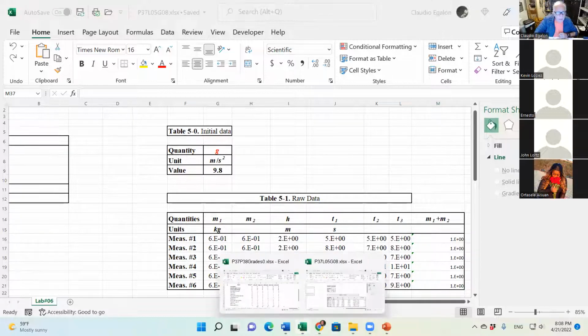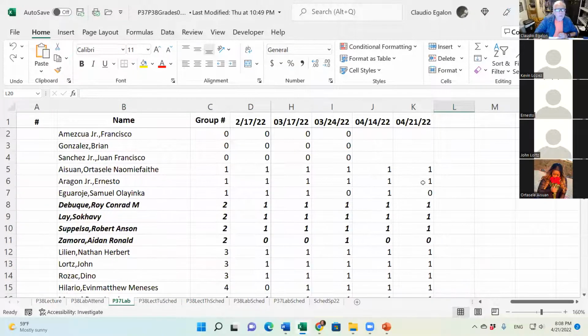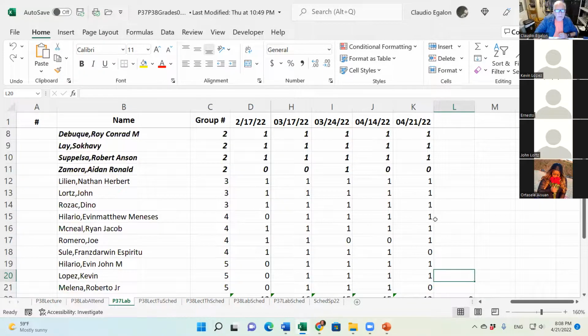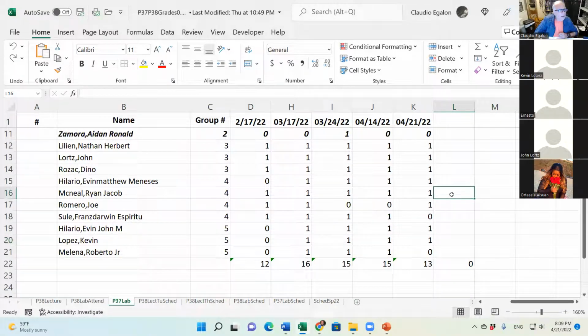Let's go one by one. Let's see, Ryan, did you plot your graph, Ryan? Are you there, Ryan? Ryan McNeil? Oh, yeah, no, okay. Do you know what to do? Okay, good. First step, plot the graph.